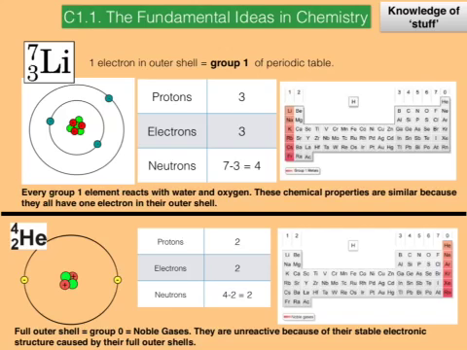So just to expand on that a little bit more then, I've got 2 different atoms here. I've got lithium and helium. And we were saying that depending on the numbers of electrons in the outer shell, that results in the group of the periodic table that element's found in.